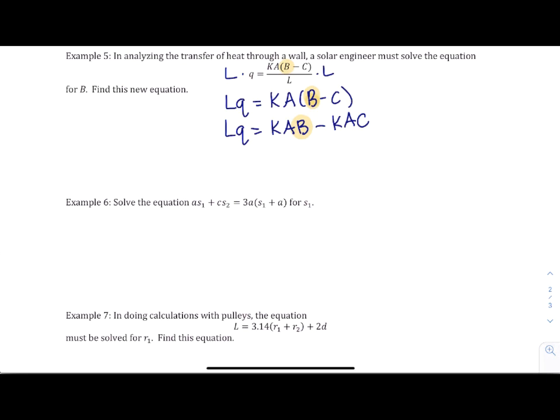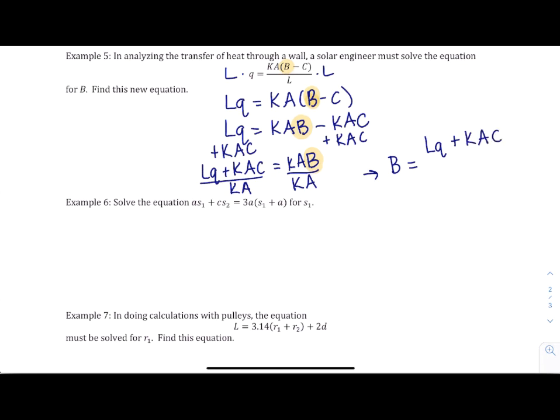We see that B is here in this first term. So since we are subtracting KAC from that, we will add KAC to both sides. Since these are unlike terms, we'll simply express them together. And finally, to isolate B, we want to divide by what's being multiplied, which is KA. So our final equation is B equals (LQ plus KAC) over KA. And in this context, we would know all of those values for L, Q, K, A, and C, and this would allow us to simply solve for B.